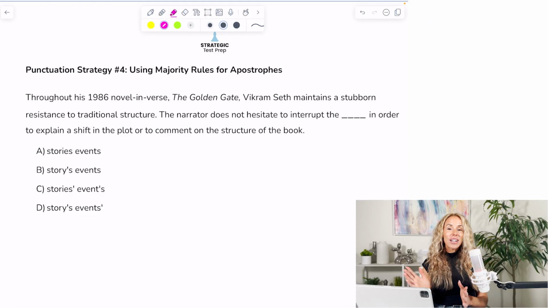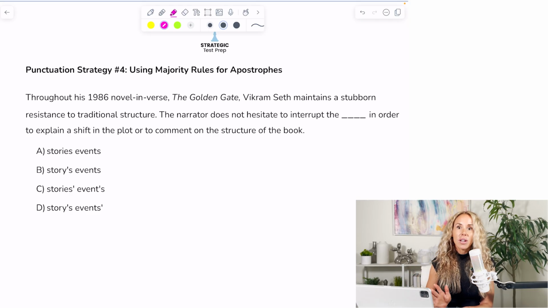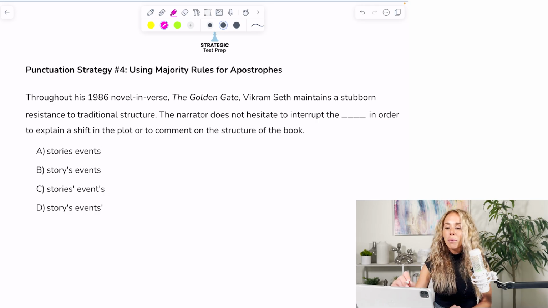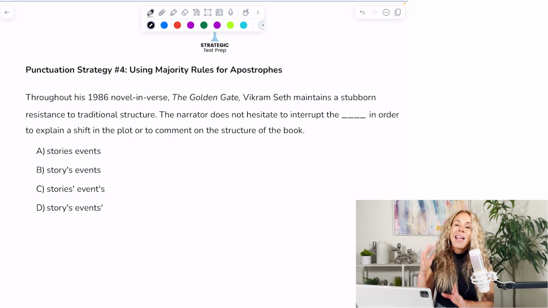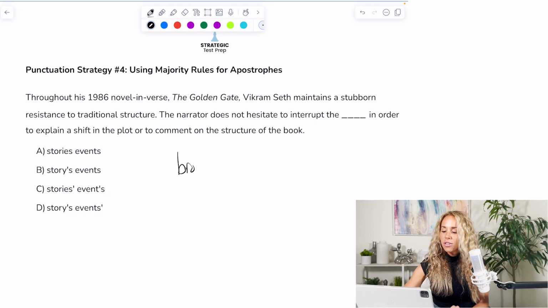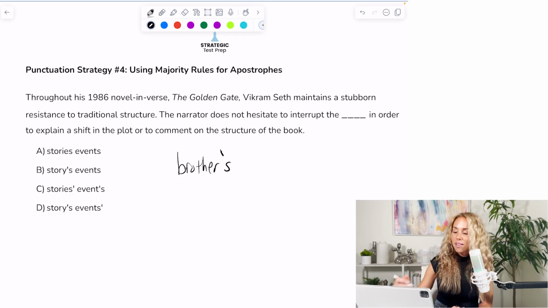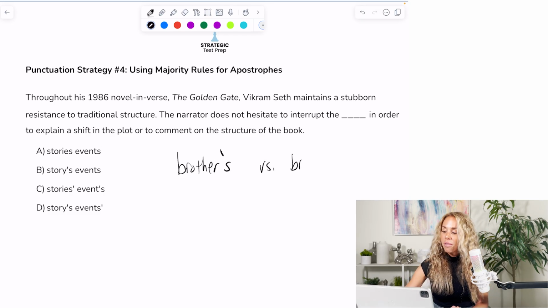All right, another strategy for punctuation is using majority rules for apostrophes. Sometimes apostrophes confuse some students I've worked with too. So before we get into the actual strategy, I think it is important for you to understand the difference between brother's, where the apostrophe is on the inside of the S, versus brothers', where it's on the outside of the S, okay? So this one is a singular possessive.